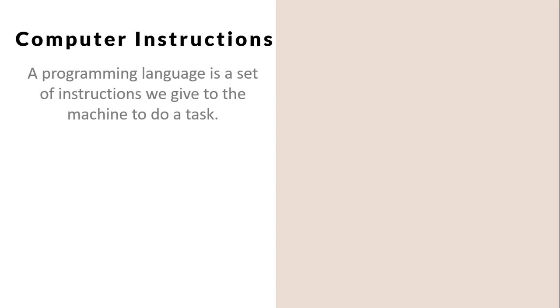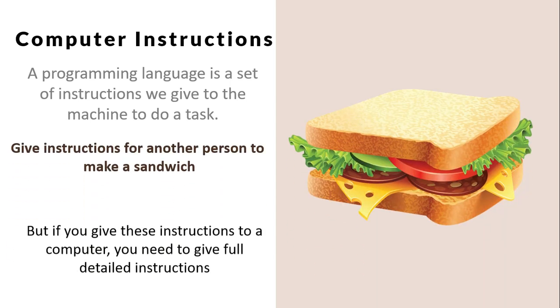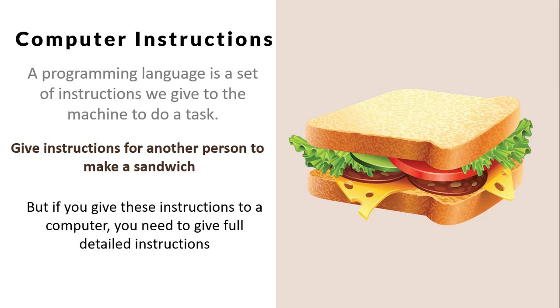Computer instruction. You already know a programming language is a set of instructions we give to the machine to do a task. For example, we can give instructions to another person to do just about anything, maybe making a sandwich. The situation in computers is that they do what they are told and nothing more, so you need to give full, detailed instructions. So we'll see an example of giving a machine some instructions to make a sandwich.